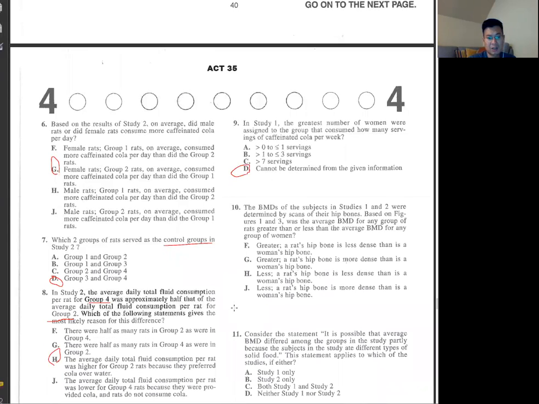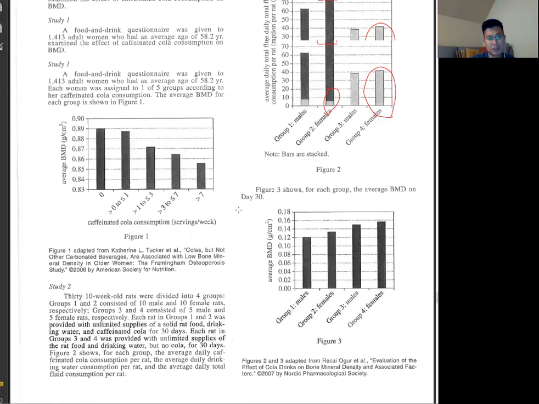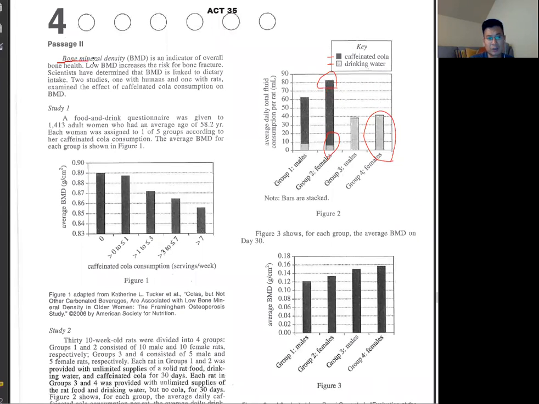Number 10, BMDs of subjects in study 1 and 2 were determined by scan of their hip bones. Based on figures 1 and 3, was average BMD for any group of rats greater than or less than average BMD for any group of women? First of all, we don't know what BMD is, right? In this case you have to go up to the beginning of the passage to understand it. It says bone mineral density is the BMD. And the next line says low BMD increases the risk for bone fracture. So you want a higher BMD.